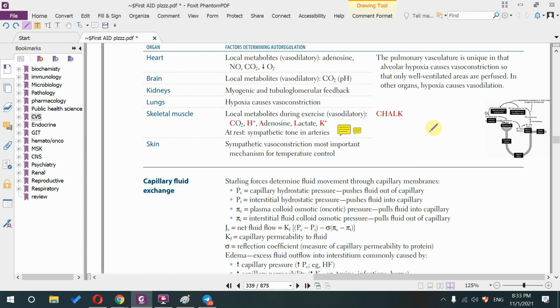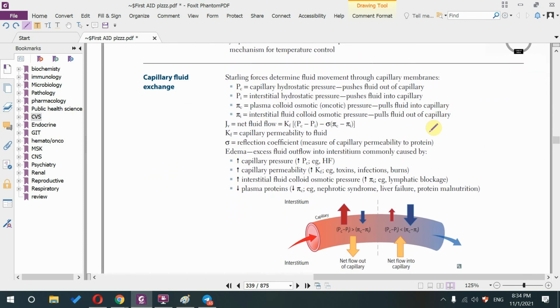The last thing is the skin. Sympathetic vasoconstriction is the most important mechanism for temperature control. Think about it. If you don't want the temperature to escape from your body, you will do vasoconstriction to prevent the release of all of that temperature outside, and you will try to keep it in the core of your body. So when the temperature gets cold, you notice that your hand gets cold. Why? Because your body is smart. It is protecting the more important organs, like your visceral organs. Your hand does not matter a lot, but your heart and your liver matter much more.